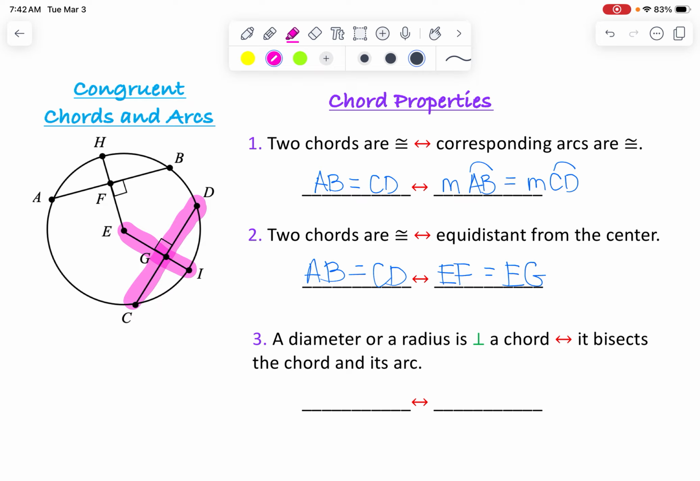It's perpendicular if it bisects the chord and its arc. So meaning if this segment and this segment are the same and this arc and this arc are the same. And then again, vice versa. So if you know that this arc is congruent to this arc, then you know that this radius is perpendicular to this chord. So that's kind of an interesting thing to think about, but we're gonna write that out down here.